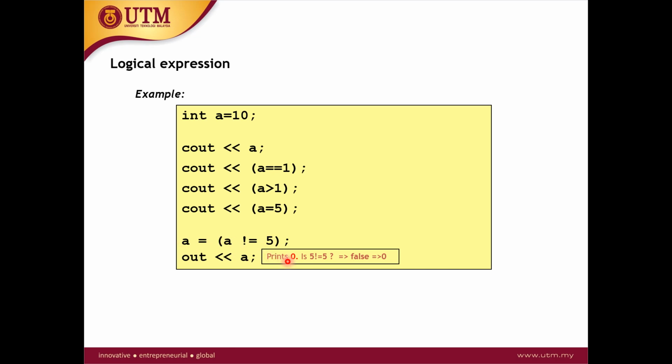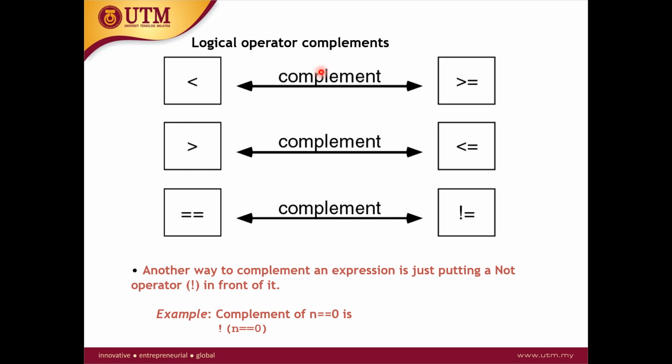So it prints 0. Logical operators, complements. For example, if we say less than, the complement is going to be greater or equal. If we say greater, it's going to be less than or equal. If we say equal, the complement is going to be not equal. And another way, in order to complement an expression, we need to put this exclamation mark in front of the expression itself. For example, we are saying if n equals to 0, and its complement is going to be not n equals to 0, but we are putting this exclamation mark in front of the expression itself.